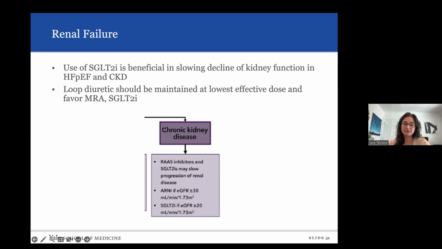And here this graphic is from, again, the comorbidities in HFpEF larger table that I showed you earlier. There's some summarizing that RAS inhibitors and SGLT2s may slow progression of renal disease, and that's a big star next to that. Using ARNIs if the GFR is greater than 30, and SGLT2 inhibitors if the GFR is greater than 20. And so really trying to get them on board before the patient reaches that point where they become less and less an option, and to try to prevent development of that degree of renal dysfunction.